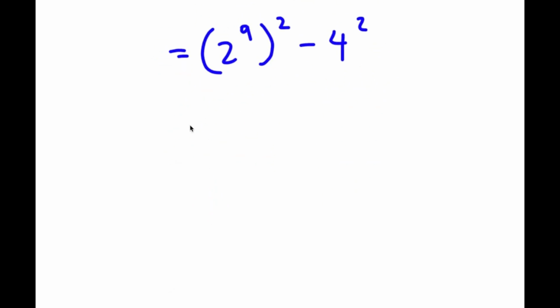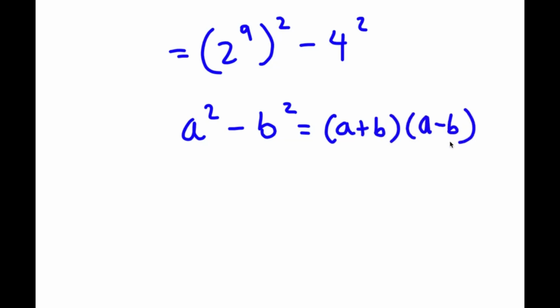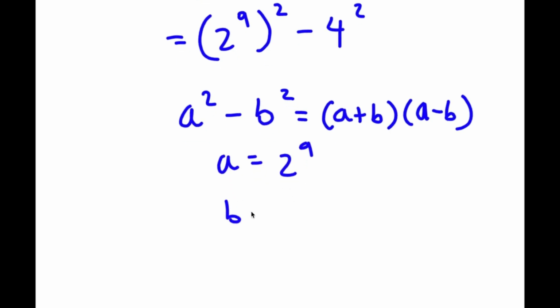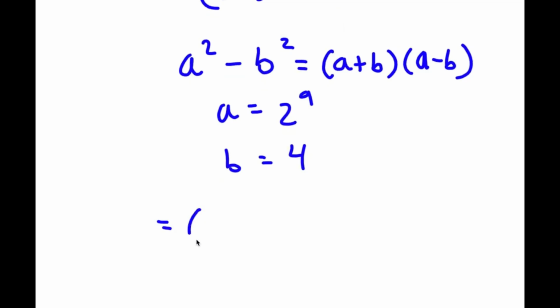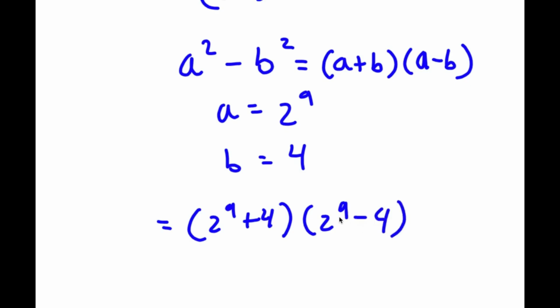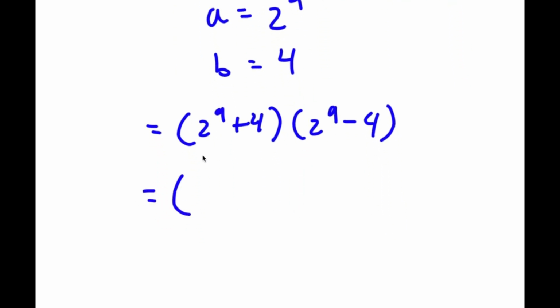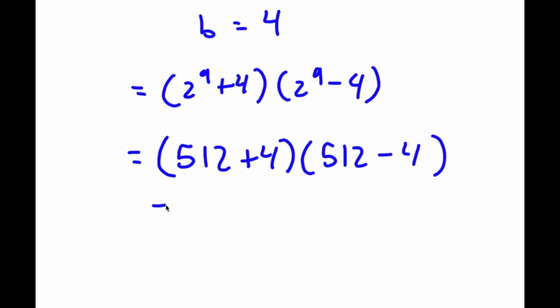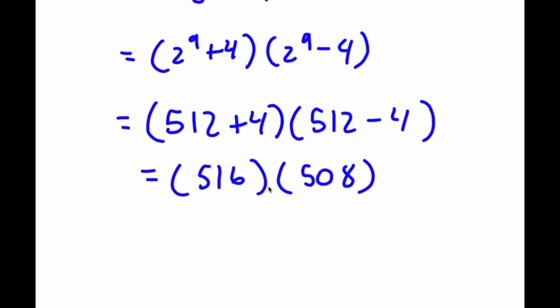Now, if I have something in the form a squared minus b squared, this is equal to a plus b times a minus b. So in this case, I can think of a as 2 to the power of 9 and b as 4. So now I have 2 to the power of 9 plus 4 times 2 to the power of 9 minus 4. Now, if you didn't already know, 2 to the power of 9 is equal to 512. So now I have 512 plus 4 times 512 minus 4. 512 plus 4 is 516. 512 minus 4 is 508. So I have 516 times 508.